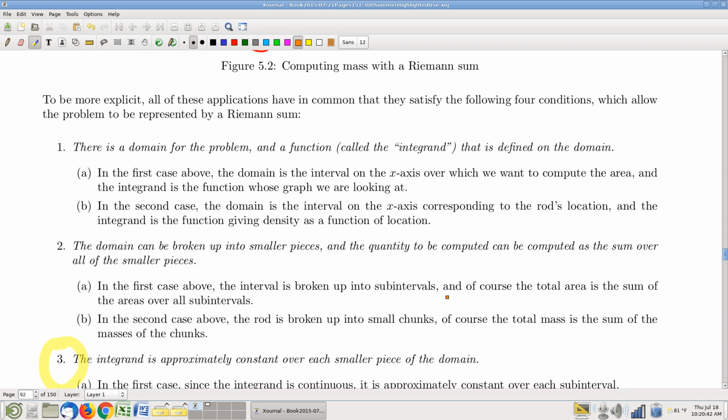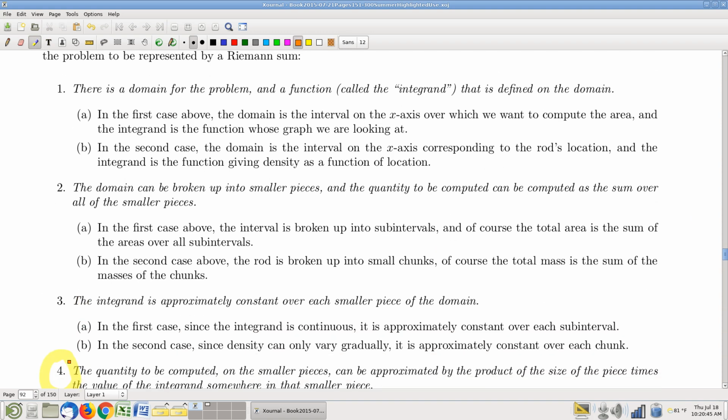I want to lay out the structure of a Riemann sum, just again for the purposes of generalizing. The big point here: the domain can be broken up into smaller pieces. That's the very first thing we did when looking at the mass of a rod. We chop it up into little pieces. But more specifically, the thing we're interested in computing is the sum over the smaller pieces. So the quantity that we are computing in this strategy accumulates. I like to say it accumulates over that domain.